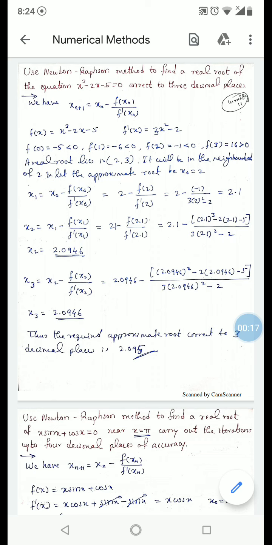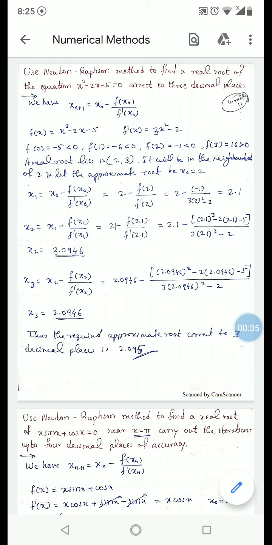We know that Newton-Raphson is given by x(n+1) is equal to xn minus f of xn divided by f dash of xn. This is the formula. So given that f of x equal to x cube minus 2x minus 5, differentiate this with respect to x, we get f dash of x equal to 3x square minus 2.